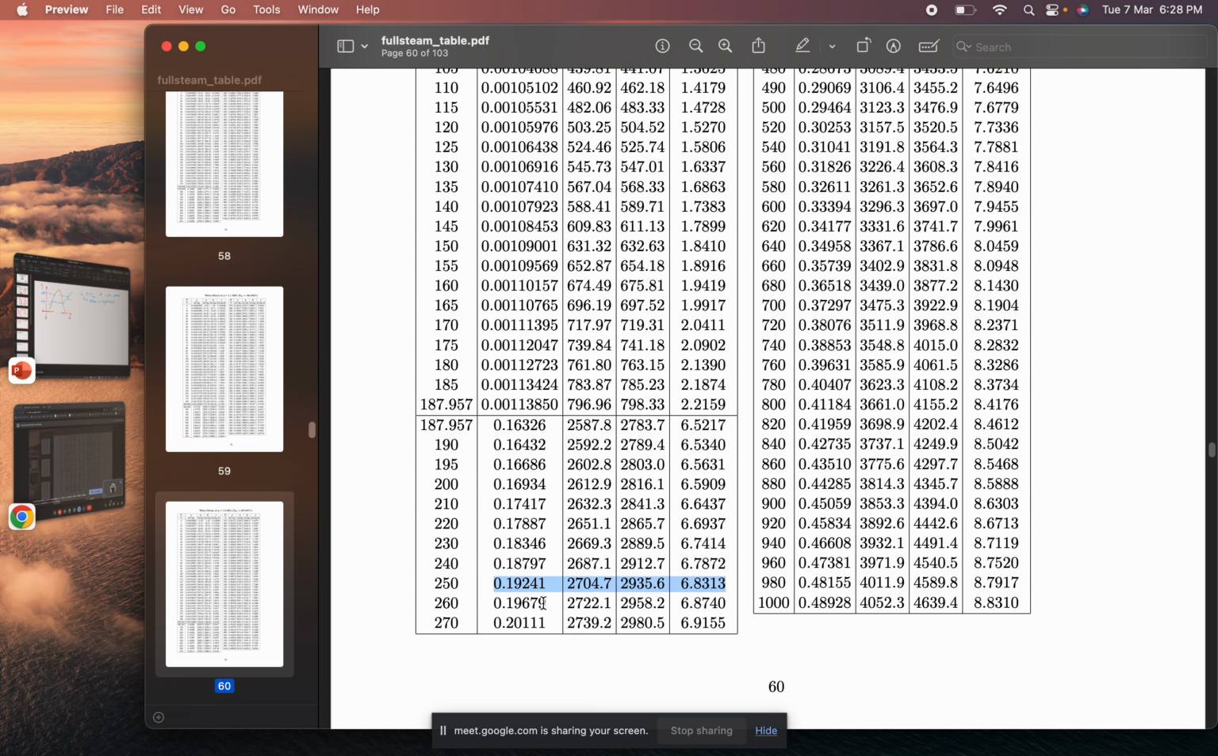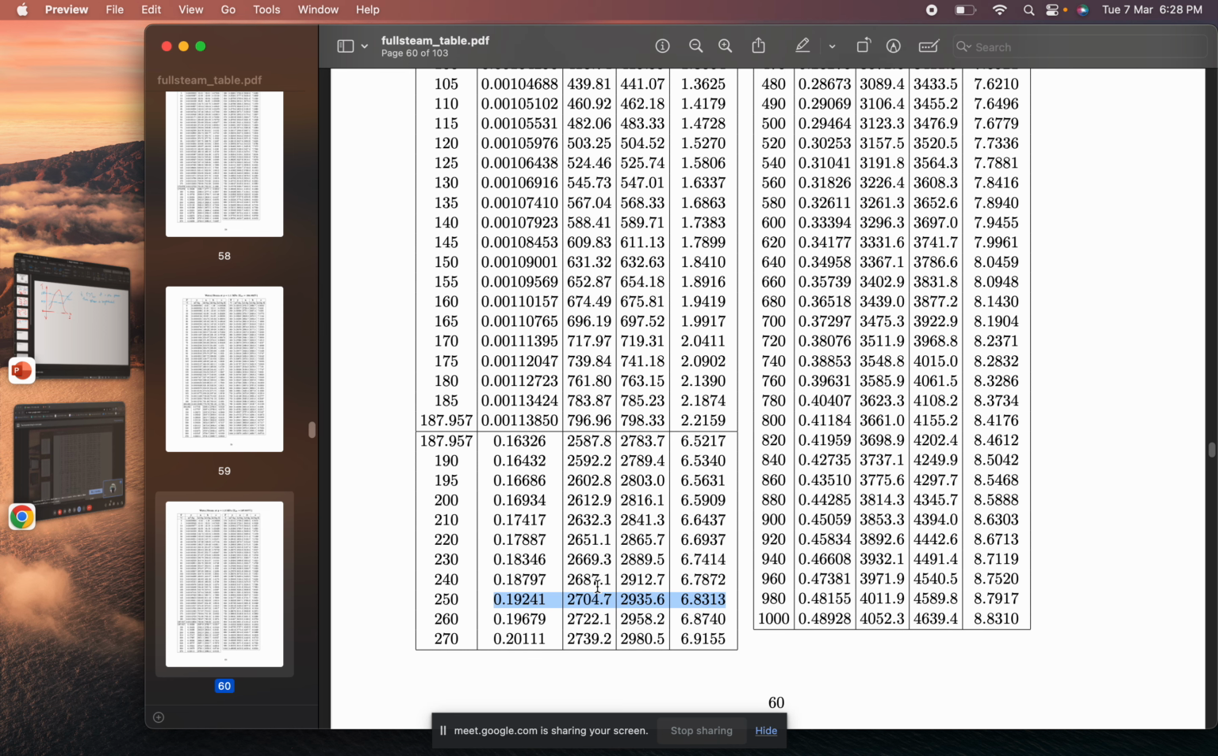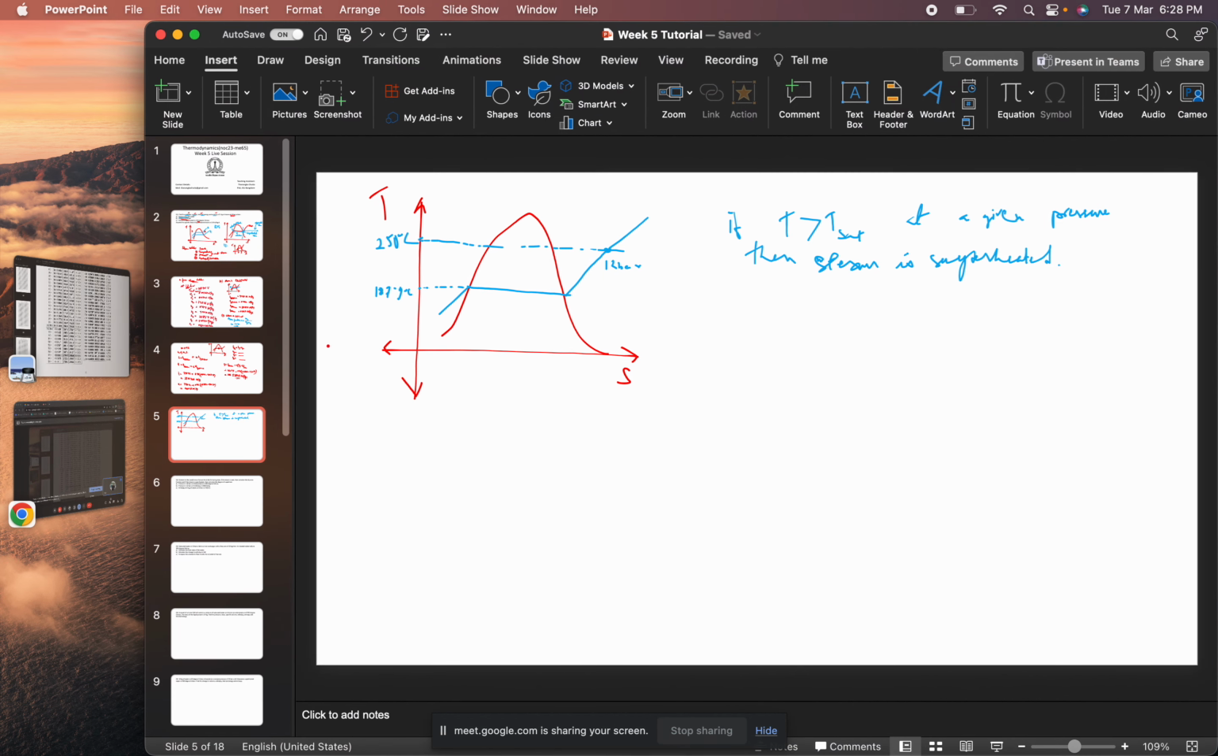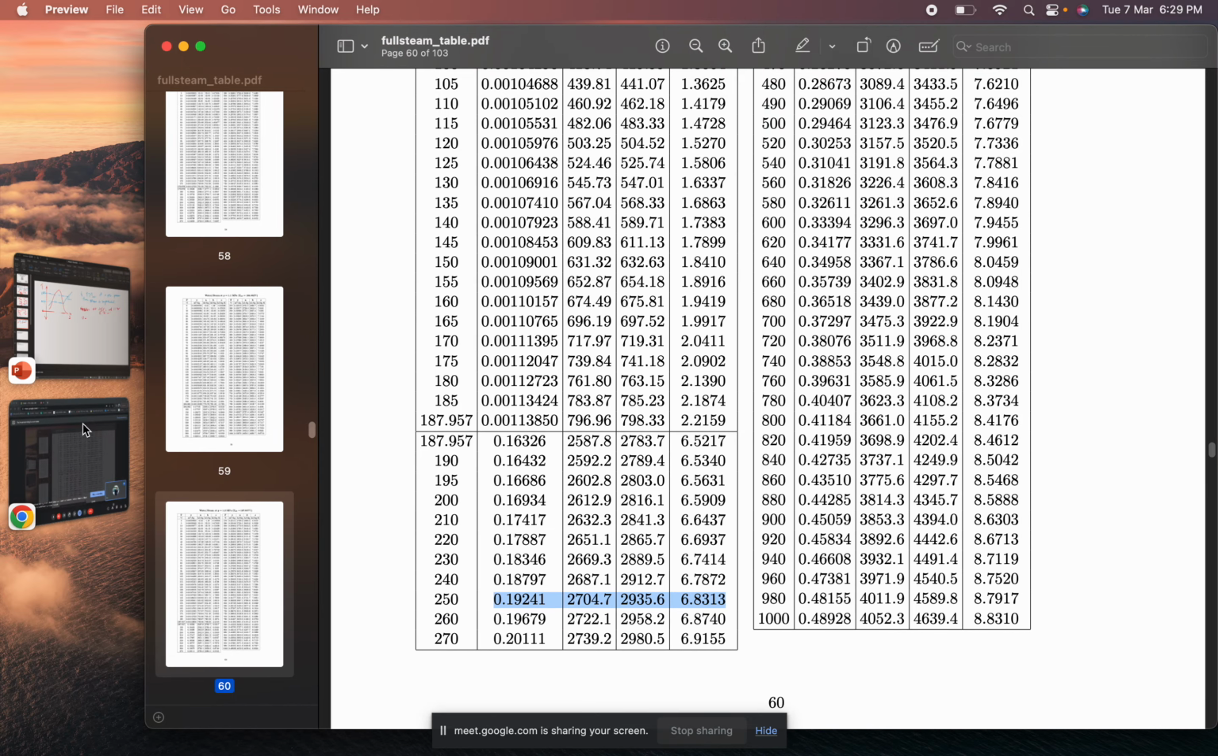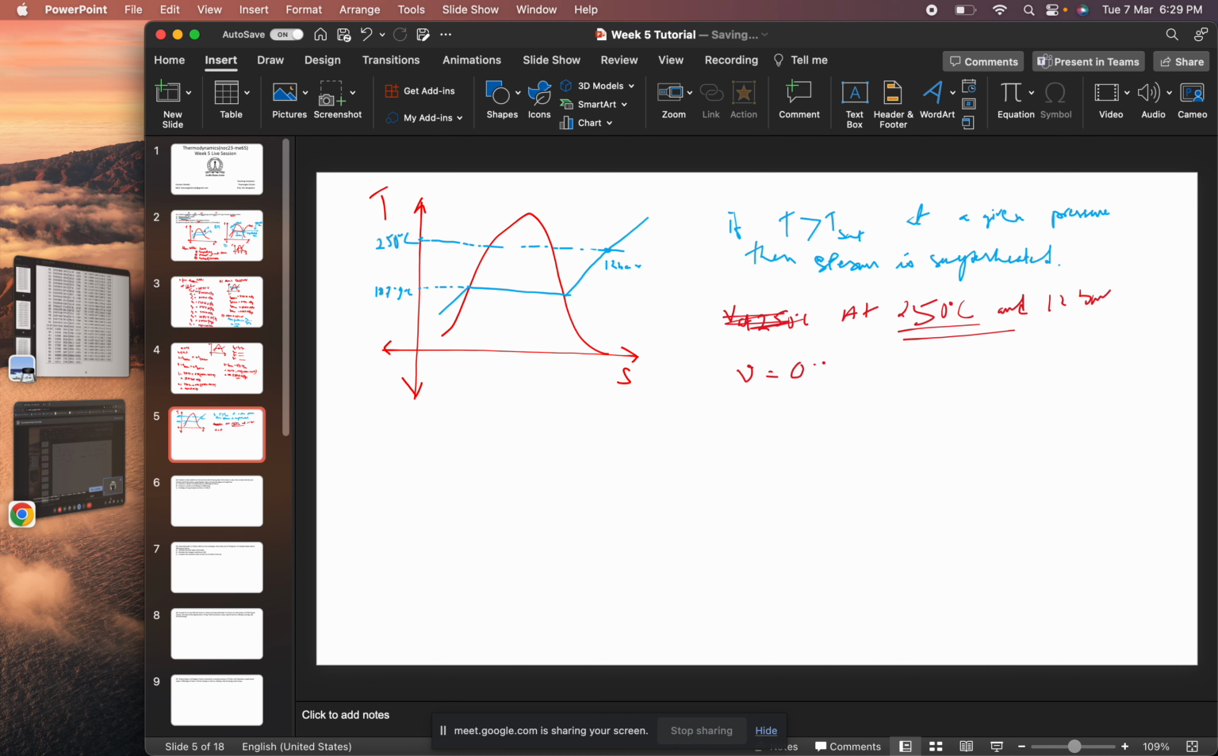So this is your volume, this is your internal energy, this is your enthalpy, and this is your entropy. So at 250 degrees Celsius and 12 bar, your V is 0.19241 meter cube per kg.